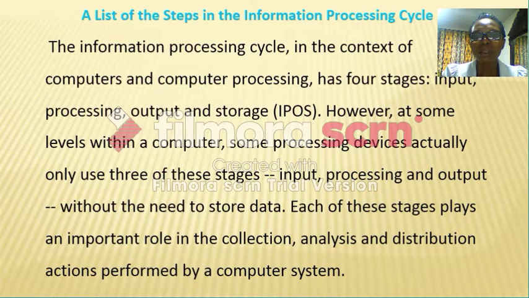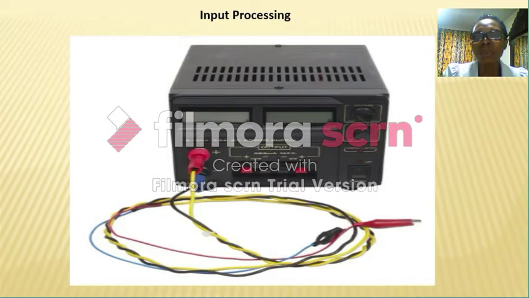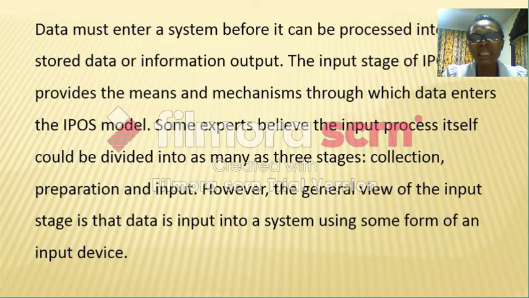As we go on, we will be looking into the list of steps in the information processing cycle. The information processing cycle in the context of computers and computer processing has 4 stages. As we move on, we'll be going through them. You can see input processing. This device is used for inputting data into a computer system. Data must enter the system before it can be processed into either stored data or information output.